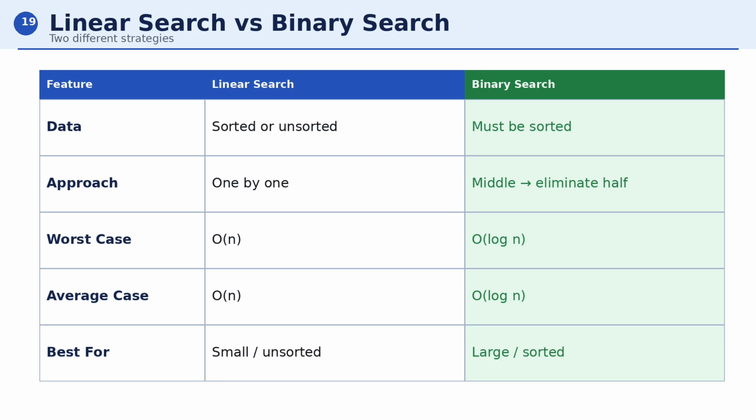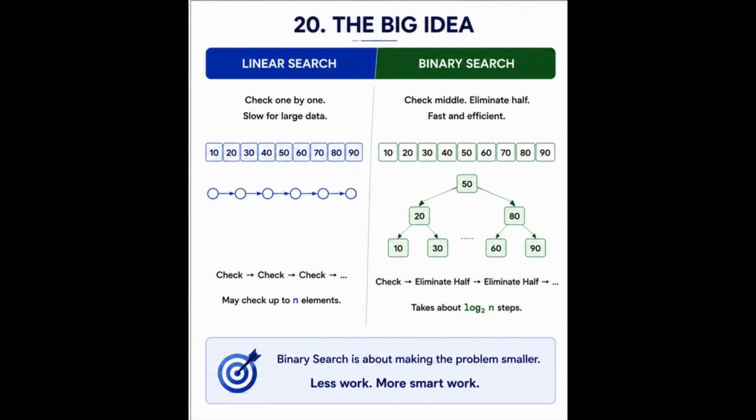If you remember only one thing from this video, remember this. Linear search says I'll check the elements one by one. Binary search says I will make one smart comparison and eliminate half the possibilities. That's the fundamental difference. Binary search is not faster because the computer is doing some magical operation. It's faster because the algorithm is reducing unnecessary work. This is exactly what algorithmic thinking is about.